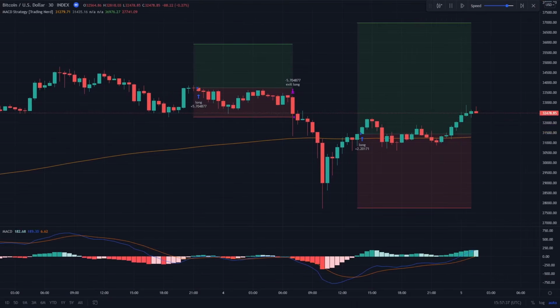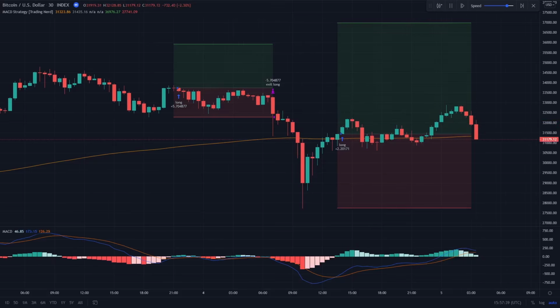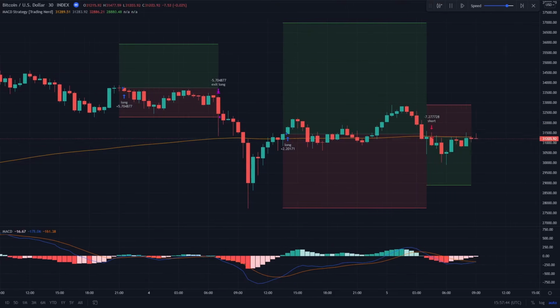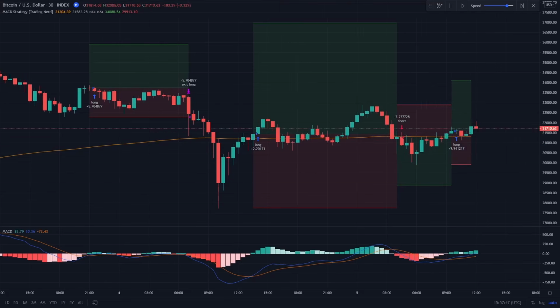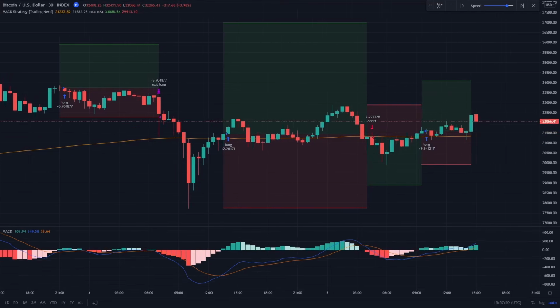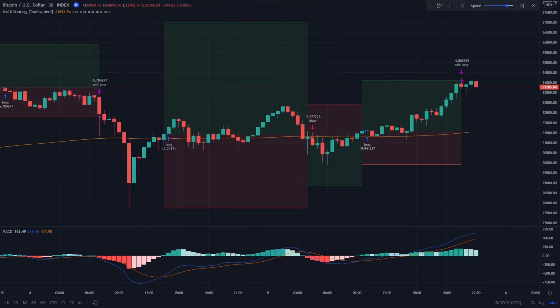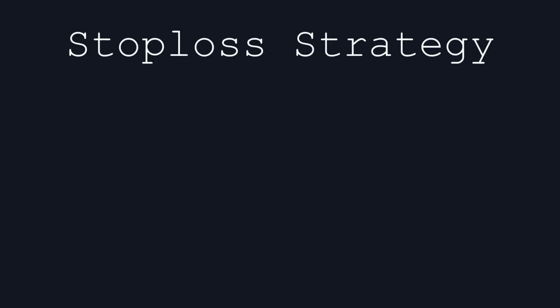So for example, if we have an open long position and then we get a short signal, we will close our long position and open a short trade. We do this because the market conditions have changed and we got new information. Now let's talk about the stop loss strategy and have a look at the backtesting script.